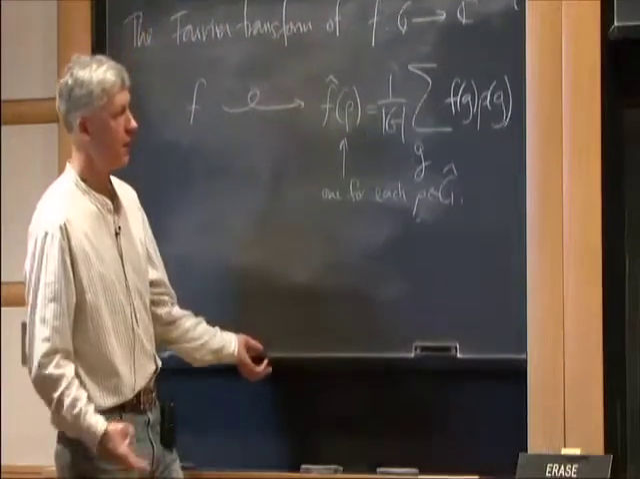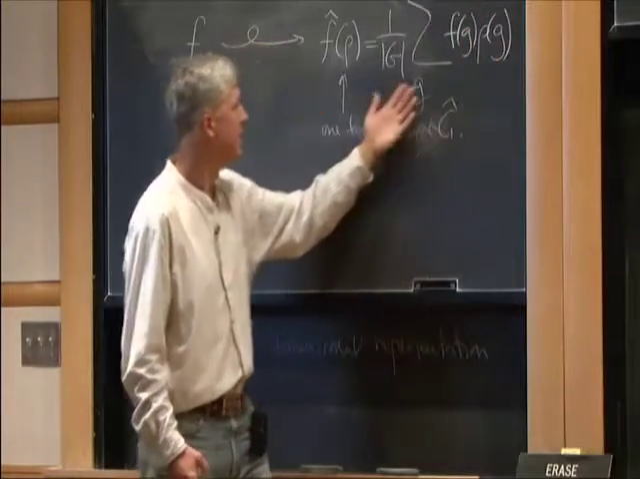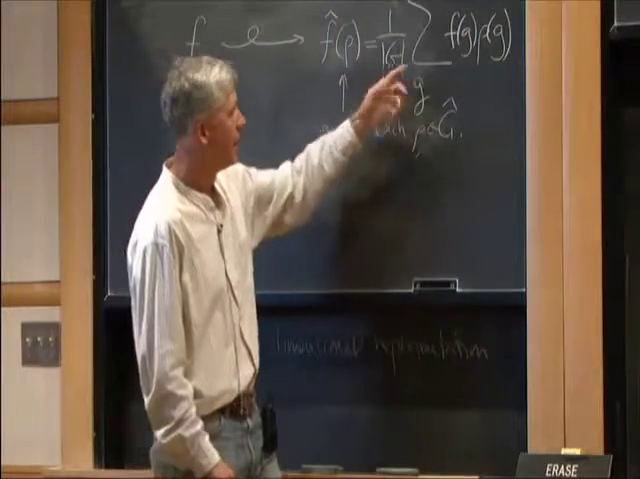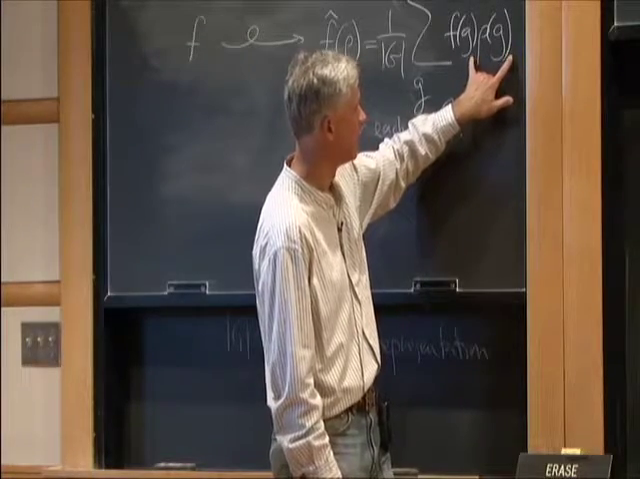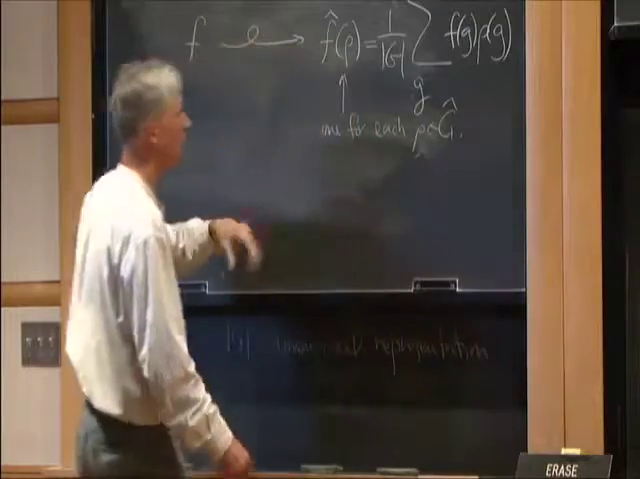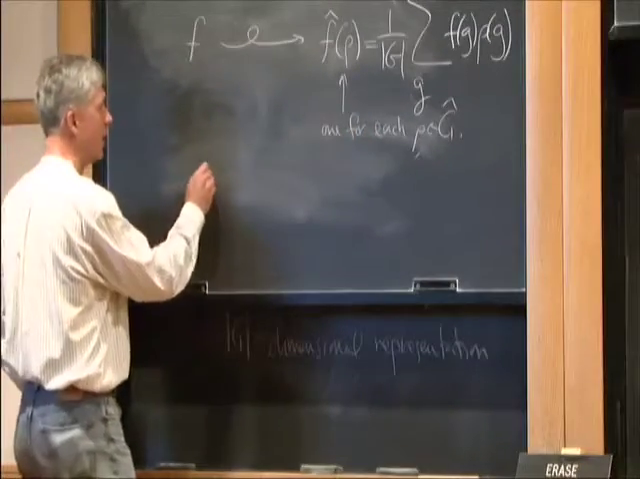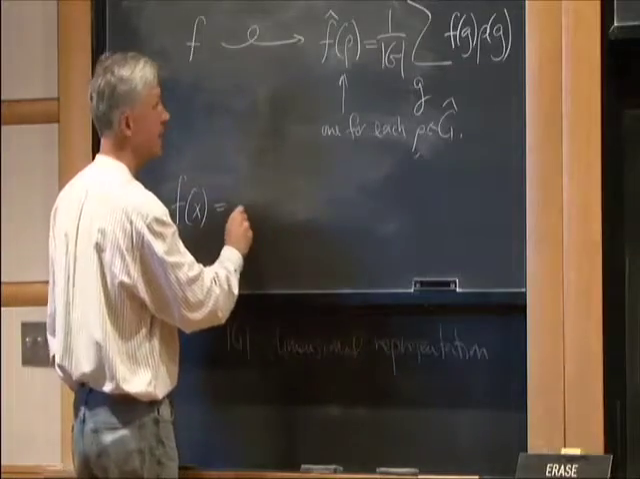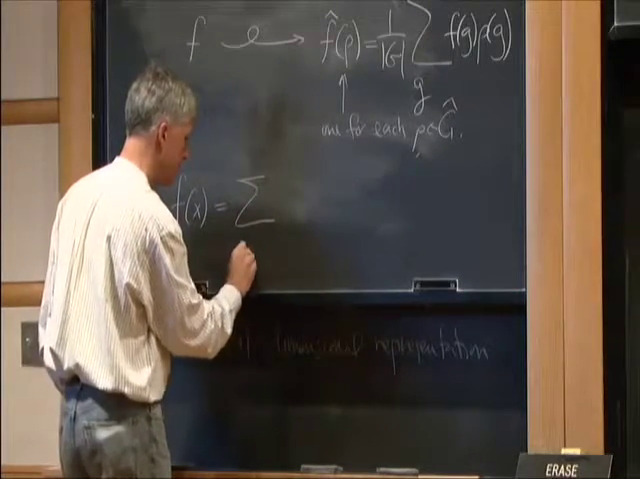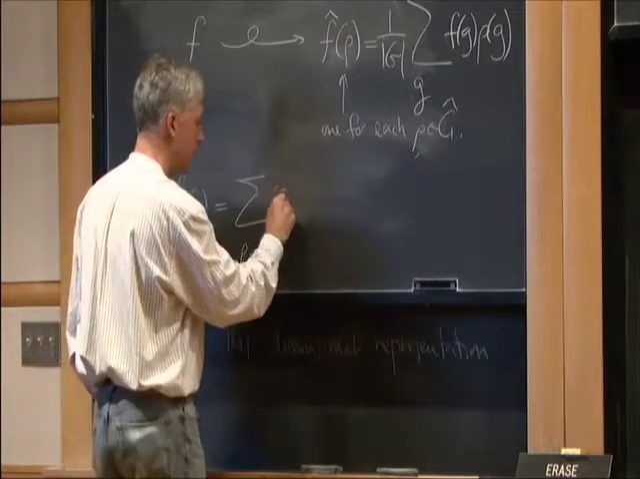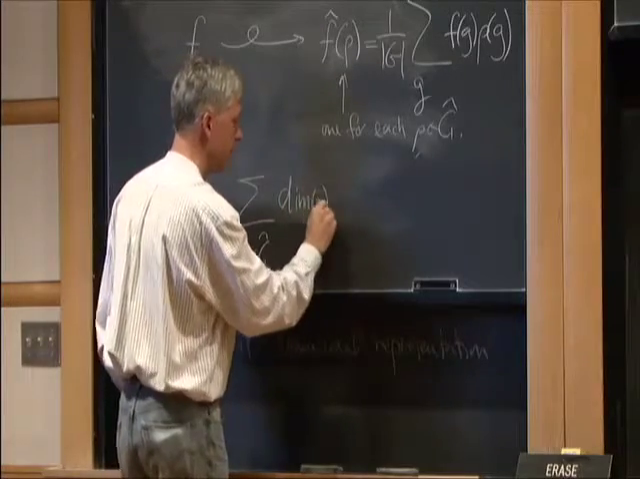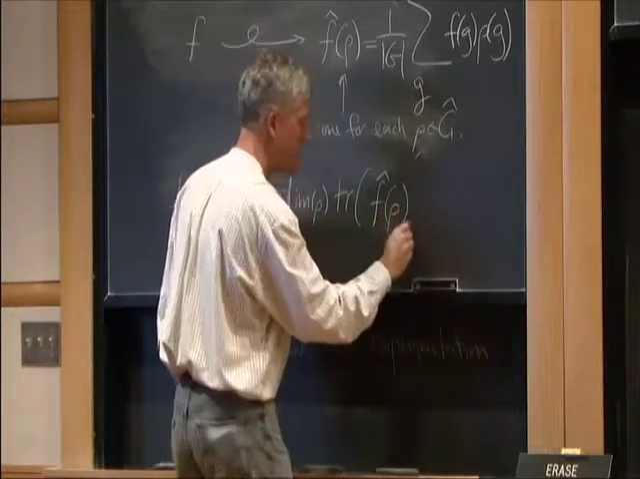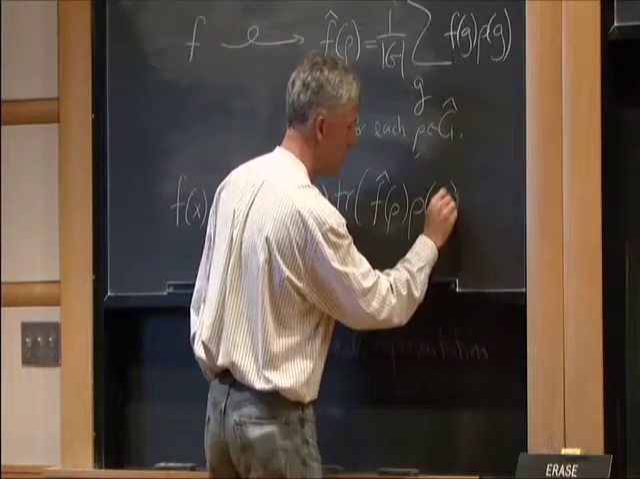And then what is the Fourier inversion rule? That is, how do I recover f from this family of Fourier coefficients? And let me emphasize that these Fourier coefficients, as I have defined them here, are matrices. So this is a weighted combination of these d by d matrices that you get, or a linear operator. It's a nicer way to think of it. And with this notion of Fourier transform, the Fourier inversion rule says that f of x is 1 over |G| times the sum over all rho of the dimension of rho times, it turns out what you get here is the trace of f hat of rho times rho of x inverse.